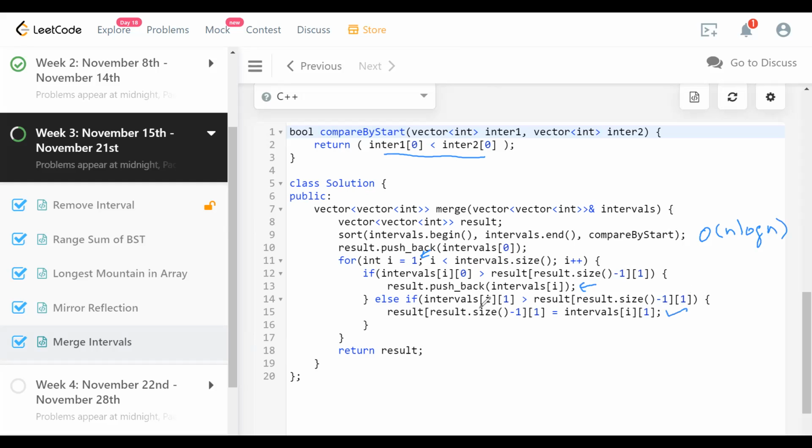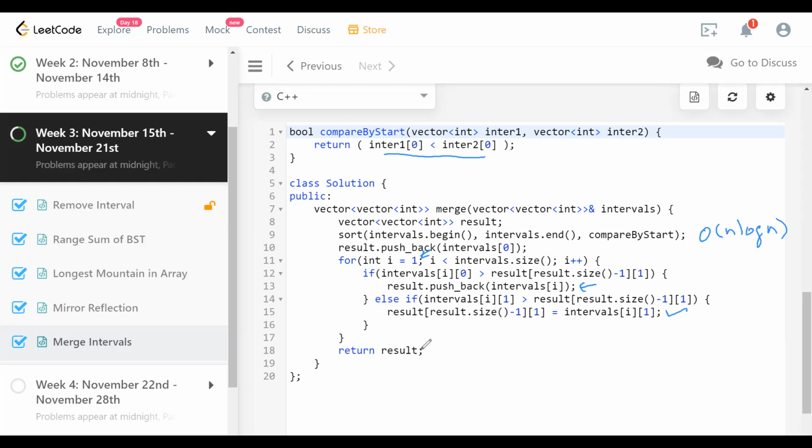But if this condition is true, that means the ending time of the new interval from the input is greater than the ending time of the recent interval in the result, then only the ending time of the recent interval in the result is going to update. Otherwise, it doesn't have to. Otherwise, it means it is totally consumed in the current interval. So we need this case, and we don't need the other case where it is totally consumed. Then we move on to the next interval in the input, and that's how we are going to have the result in the end, right?